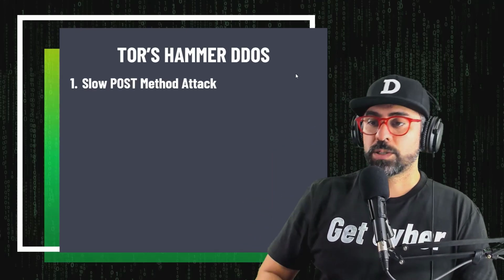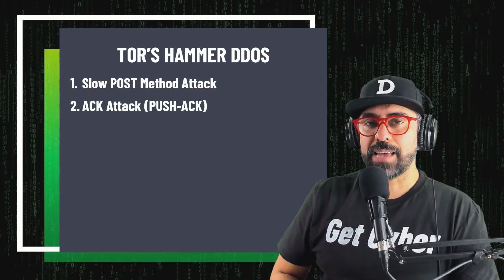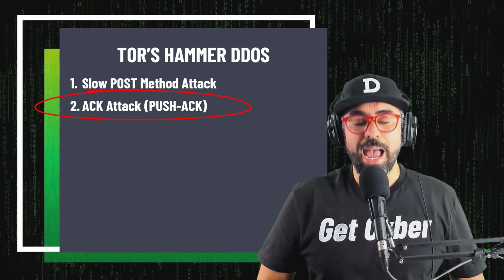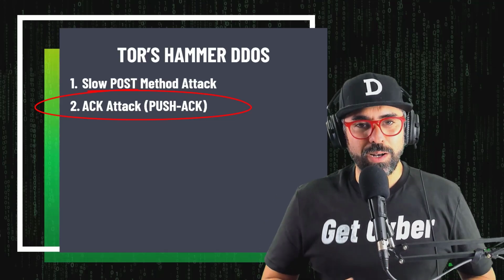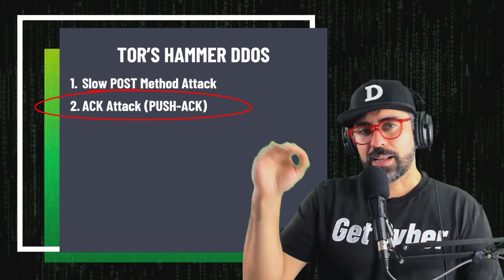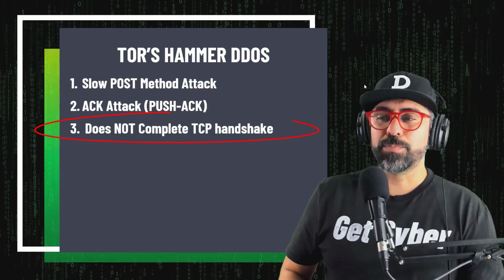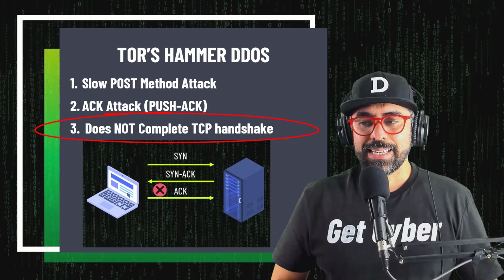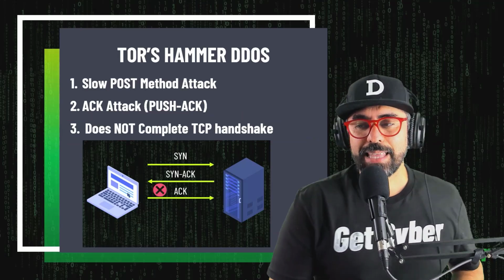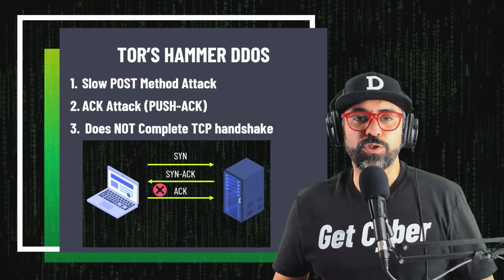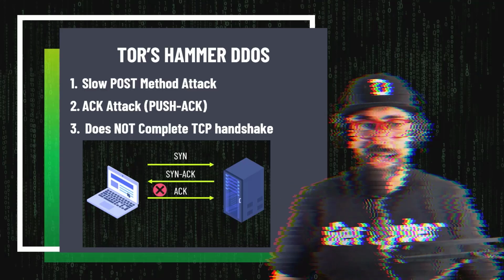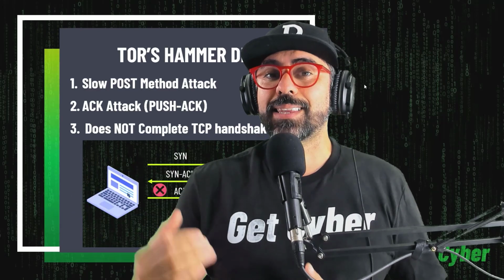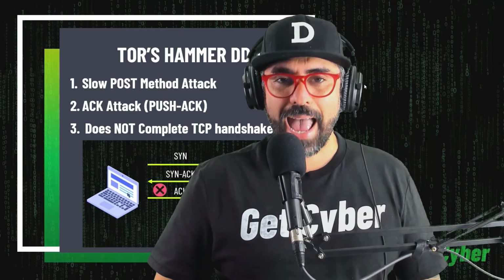So Thor's Hammer uses a slow POST method attack in the acknowledgement part of the TCP handshake. More technically, it's a PUSH ACK. I'm not going to get into more details on what a PUSH ACK is, but it's right there at the acknowledgement level. At the end, it does not complete the TCP handshake. What that means is a SYN gets sent, a SYN-ACK gets sent back, and then the PUSH ACK gets sent to the server, and it maintains the server as keep-alive. Just like with Hulk, we're going to set up the attack, do the attack, and then analyze and defend against Thor's Hammer.